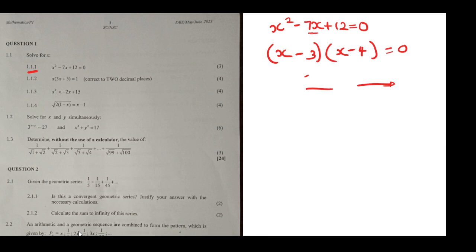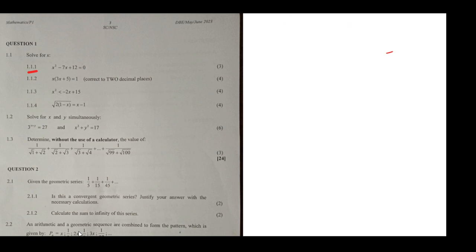Now we move on to 1.1.2. If you can see, we are told that our answer must be in 2 decimal places. So we have x into 3x plus 5 equals 1. Whenever they say 2 decimal places, you can't factorize this. We first find the product, so it's going to be 3x squared plus 5x. We transpose the 1 to the other side, so we have minus 1 equals 0.